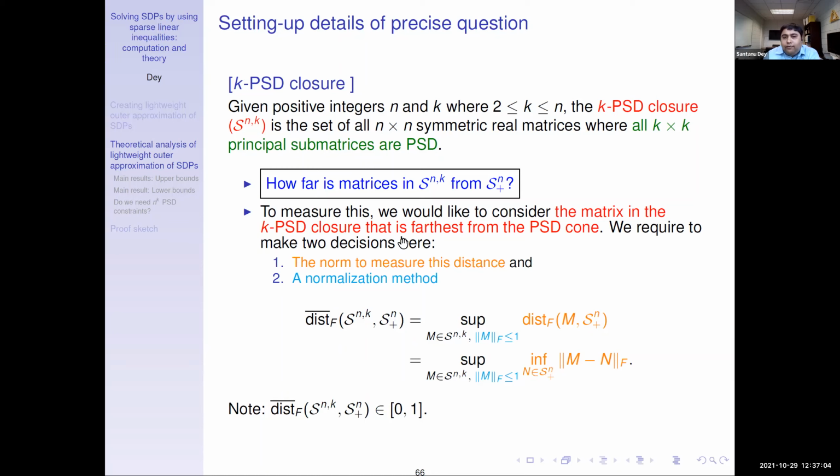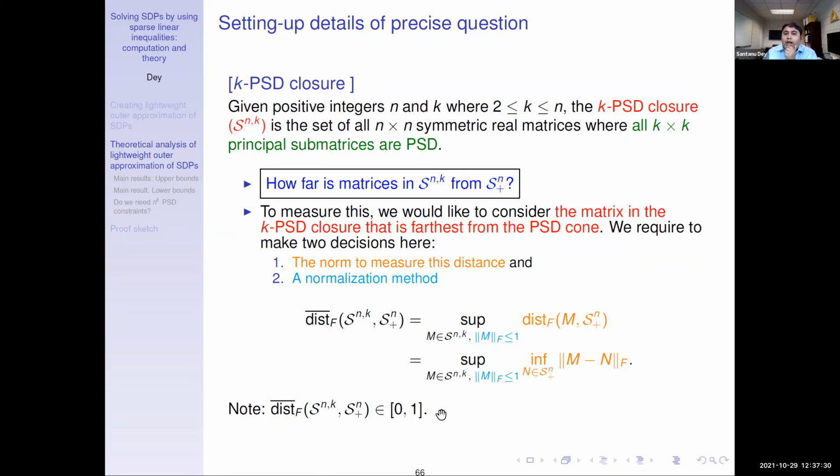Well, it is 0 if the two cones are equal. But if you take any matrix here, because I restrict its Frobenius norm to 1, and since the 0 matrix is always in S_n^+, this distance can never be more than 1, right? But it's a measure. So if this number is close to 1, that says that this matrix is really much larger than S_n^+. And if it is 0, then they're the same.